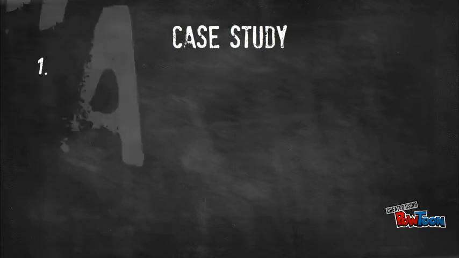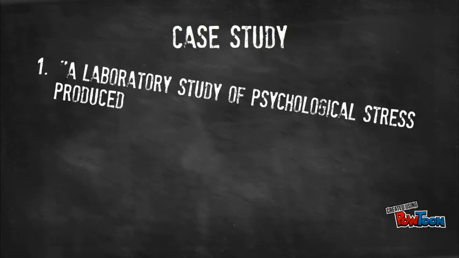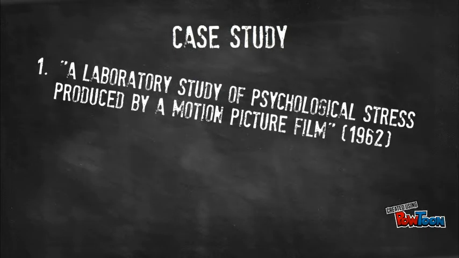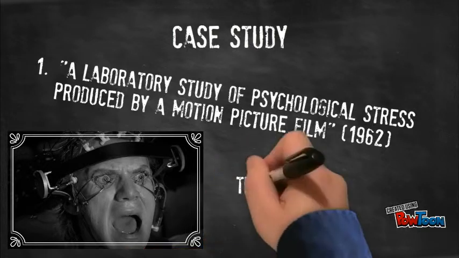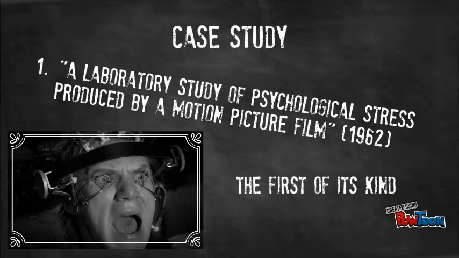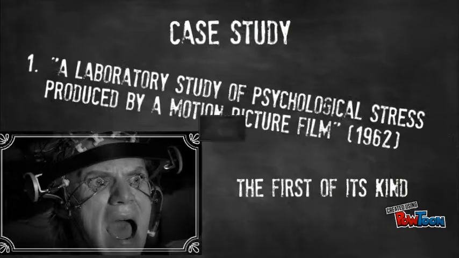The first use of film to elicit emotions in a laboratory setting was Richard S. Lazarus' study titled A Laboratory Study of Psychological Stress Produced by a Motion Picture Film. This study was the first to prove that film could be a reliable way to elicit emotions and thus paved the way for what is now considered the most popular and reliable method of emotion elicitation in the laboratory.